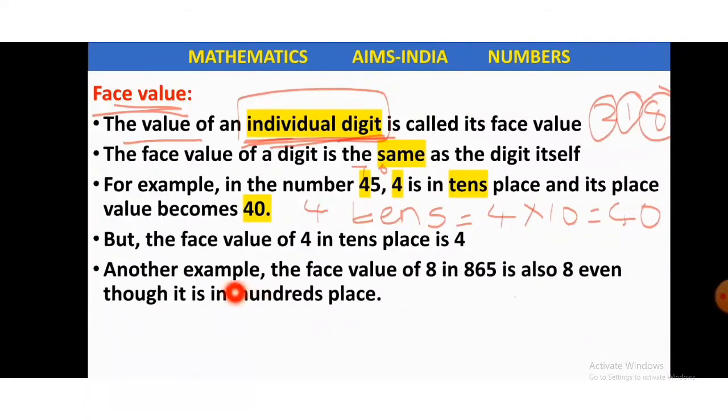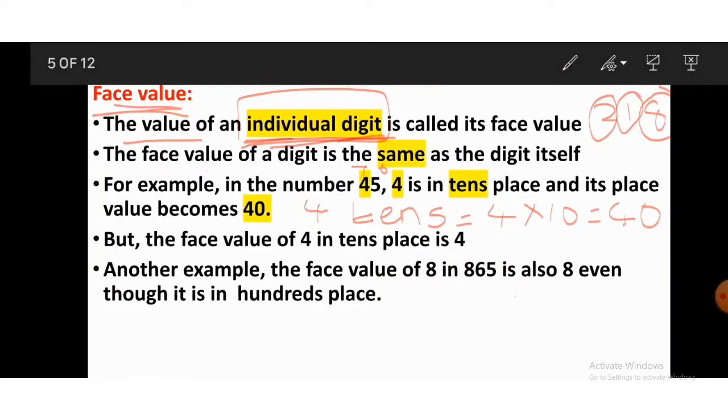Another example, the face value of 8 in 865. Which digit are we taking here? We are taking the digit 8. As it is mentioned here, face value is the same as the digit. Now, the digit is 8, so the face value is also what? 8, right? Very simple, right? You have to just write the same digit for face value. No places, no ones, no tens, nothing. They are asking you the face value of 8, so you have written just 8 here.